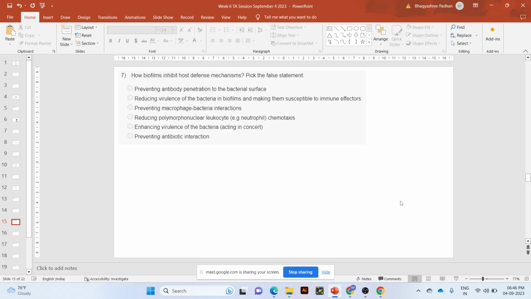Rather, biofilms enhance the virulence of the bacteria and do not allow the immune effectors to act on the bacteria, and that is how it inhibits the host defense mechanism.